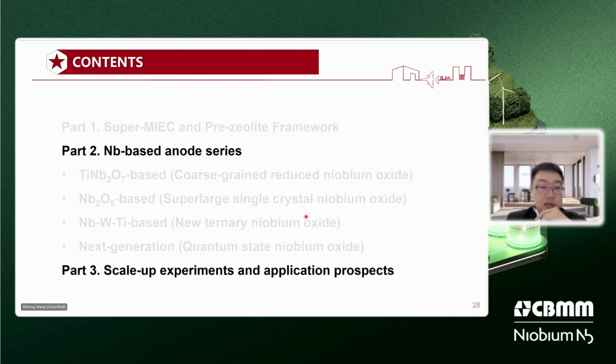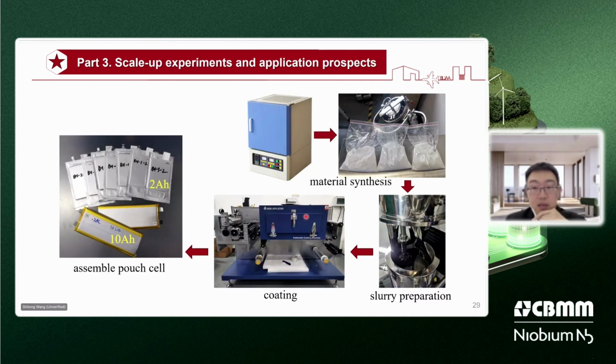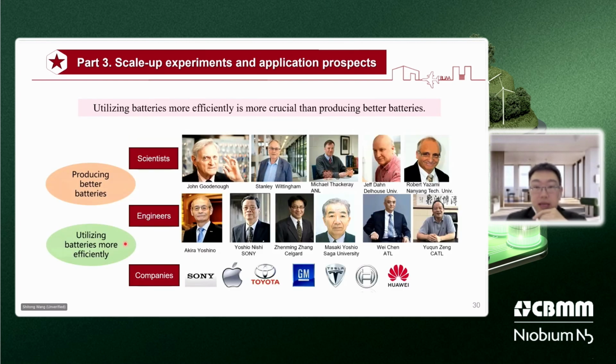So the last part is the scale-up experiments and the application discussions. Based on the recent progress of the niobium-based materials, we devote ourselves to the scale-up experiments, which show the kilogram pilot test, as well as the 2 to 10 ampere-hour pouch cells. And I think there are two loops in the battery field.